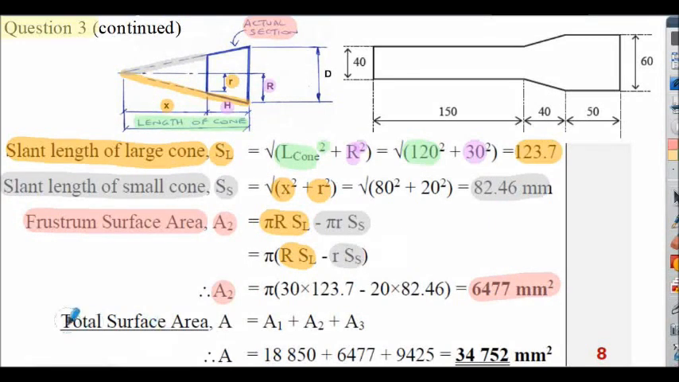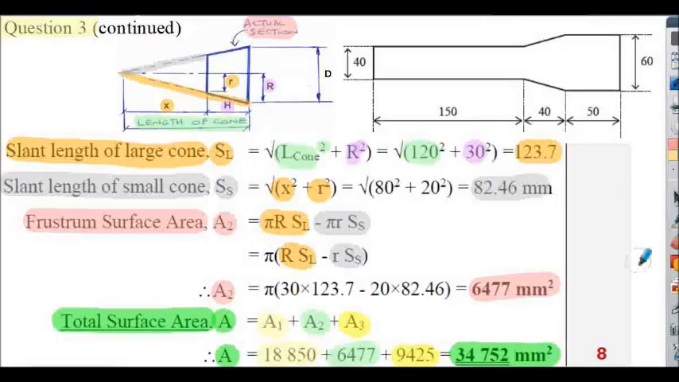Finally, we can determine the total surface area A. It will be A1 plus A2 plus A3. So total surface area calculates to 34,752 millimeters squared. So quite a complicated solution here. I'd encourage you to stop the presentation and review this at your own pace to try and fully understand the process involved in calculating the total surface area.